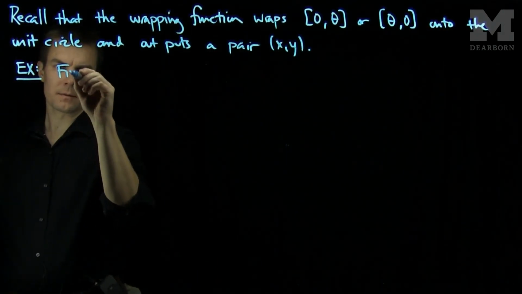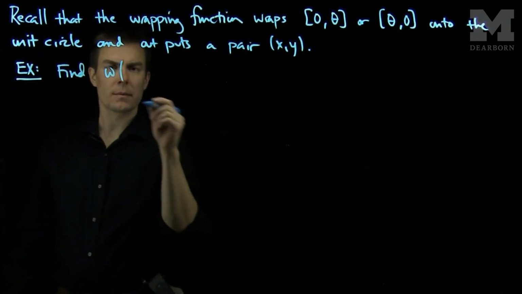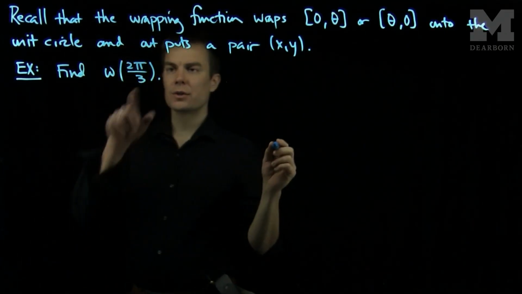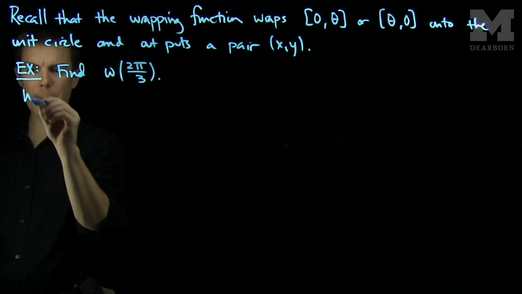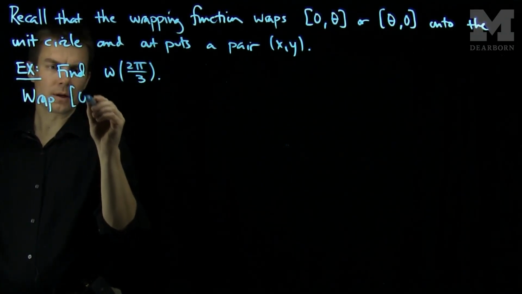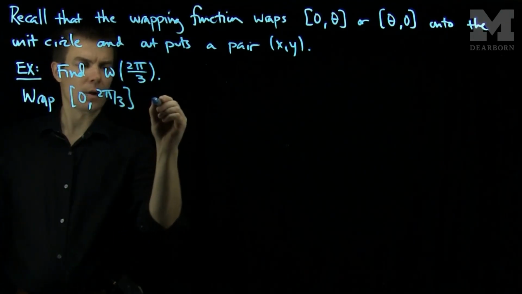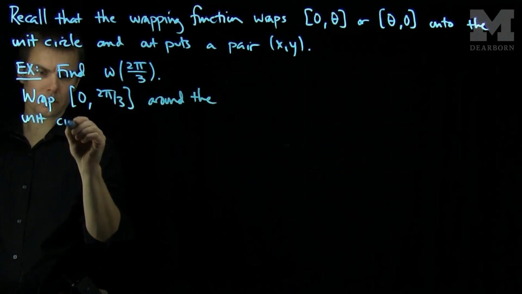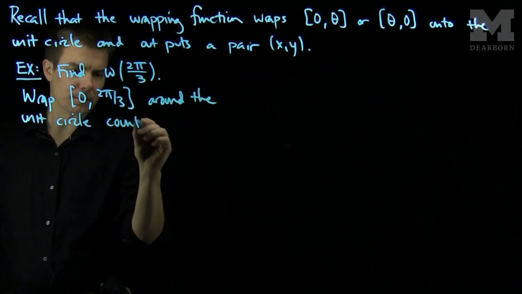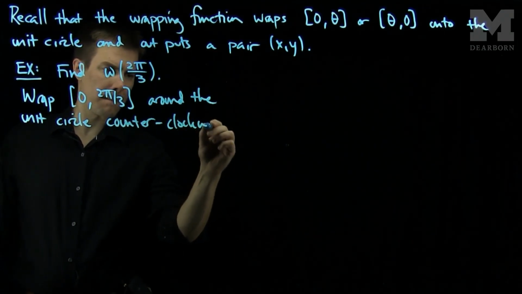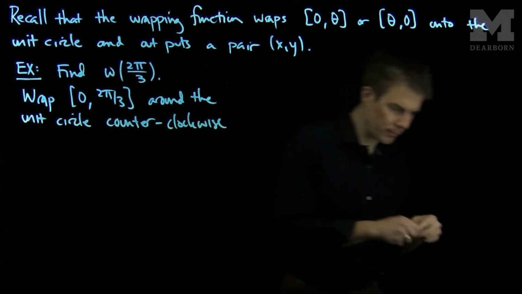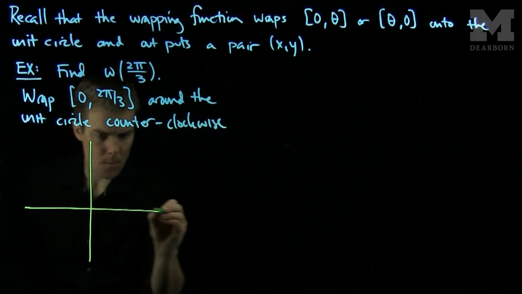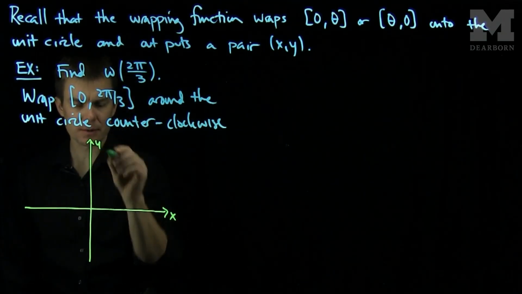Let's find the wrapping function at 2 pi over 3. Since 2 pi over 3 is positive, we will wrap the interval [0, 2 pi over 3] around the unit circle counterclockwise. So let's draw our unit circle. Here's the x-axis, here's the y-axis, here's our unit circle.